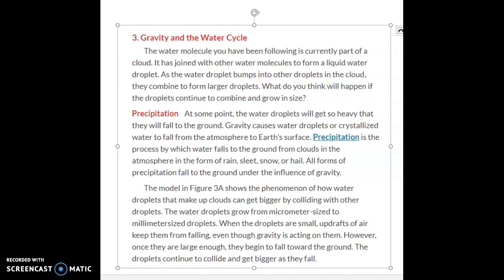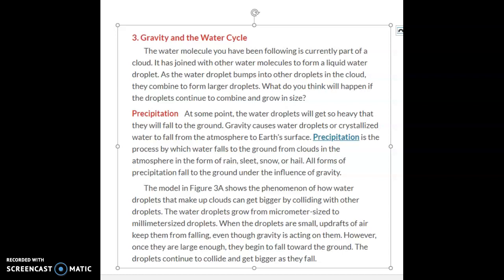Hello, students. Today we're going to be learning about gravity and the water cycle, and this is in your TCI book online. It's page 80 online, but I'm also going to be including a link to the Google Drive that has a printout of all of the water cycle chapter. And if you go to the Google Drive and access it that way, this is starting on page 9, I believe.